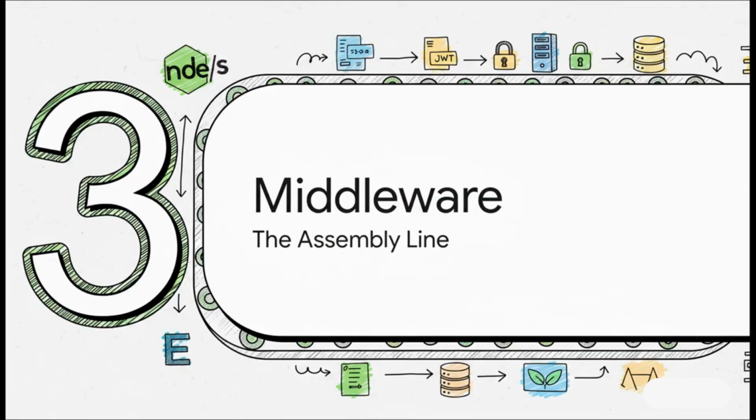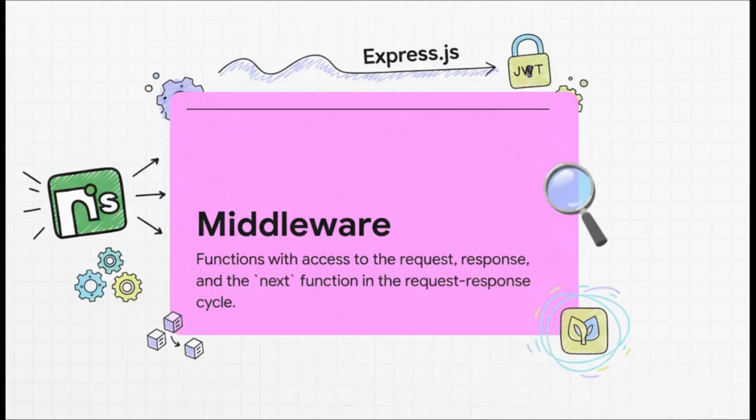Now we're getting to the real magic of how Express actually works. It's all built on this one core concept called middleware. And honestly, the best way to think about it is like an assembly line for every single request that comes into your server. So, what is a middleware? Well, at its heart, it's just a function. That's it. But it's a special function that gets to sit right in the middle of a request and its final response. It can look at the request, it can change things, or it can even stop the request right there. The real key, though, is that next function.